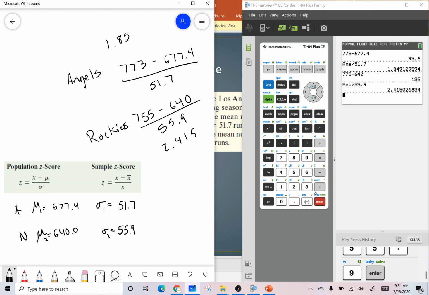That gives 2.415. Now, how you read this: if you have a number line, here's the 0, and 0 is the mean. The Angels are at 1.85. Here's two standard deviations, and then all the way over here are the Rockies at 2.42. So in comparison, the one that's farther from 0 is the more abnormal one, because it's outside of 2 standard deviations. Remember, 2 standard deviations is 95% of the data. It's normal to find something in there, but if you get something outside of that, we call it abnormal, and that would be what the Rockies' score was.